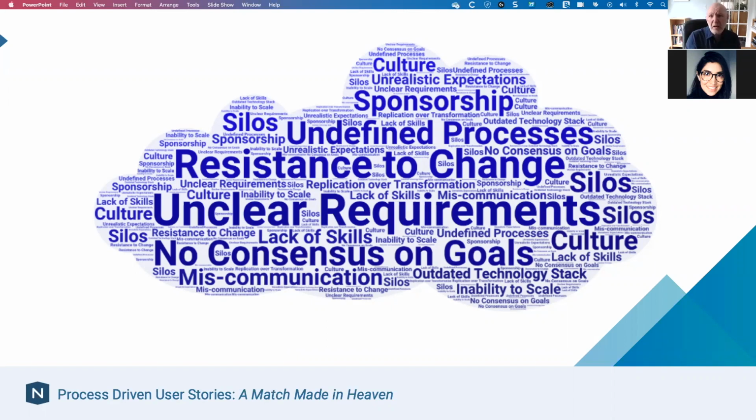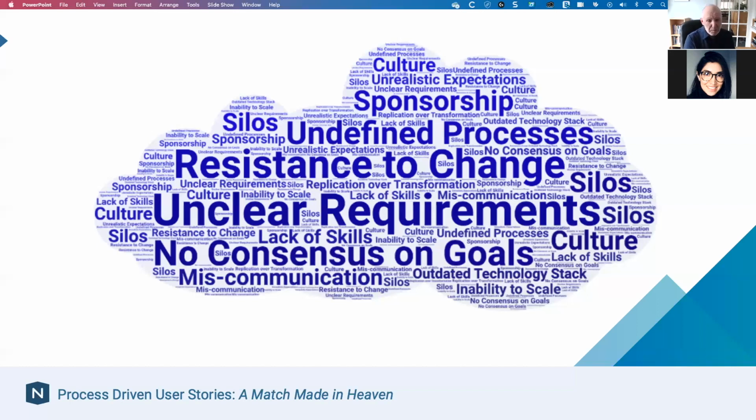That's an interesting one. A lot of times people put a lot of work into the proof of concept, and everyone's excited about that, but when it comes time to scale this thing up, it doesn't really work. Miscommunication, an outdated technology stack. You're trying to transform on an outdated platform. Sponsorship, silos, undefined processes. That's a big one too. So yeah, I think we're all on the same page here. There's a lot of really important reasons why things fail.